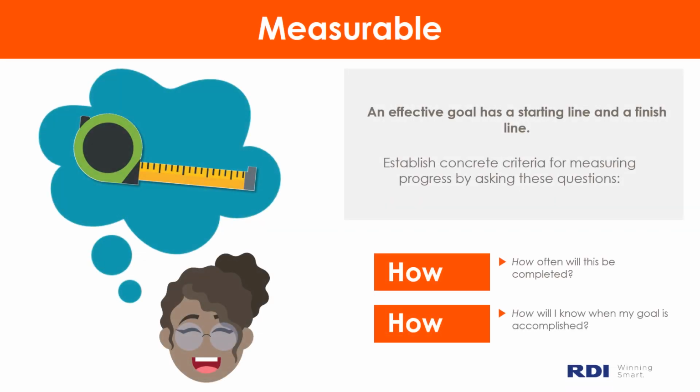To be measurable, an effective goal has to have a starting line and a finish line. Establish concrete criteria for measuring progress by asking these questions. How? How often will this be completed? How? How will I know when my goal is accomplished?